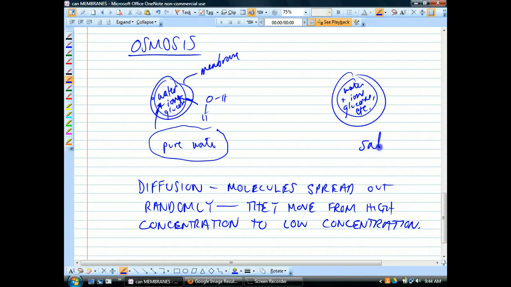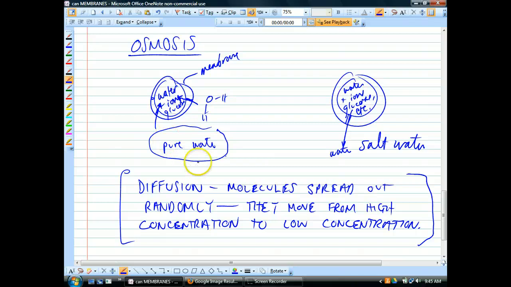Now, what if I have salt water out here, and this is what we're going to do in the lab. Now, the water is more concentrated in the cell than outside, so water will pass out of the cell. Water will come out of the cell because it's moving from where it has a high concentration to where it has a lower concentration. In other words, there's more water molecules per milliliter inside than outside. In this case, it's the other way around.